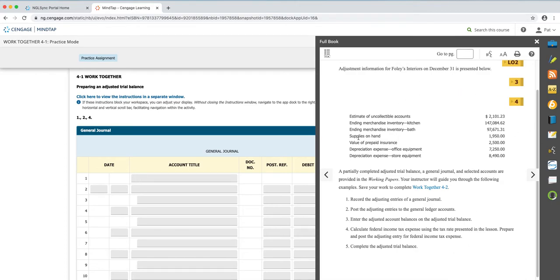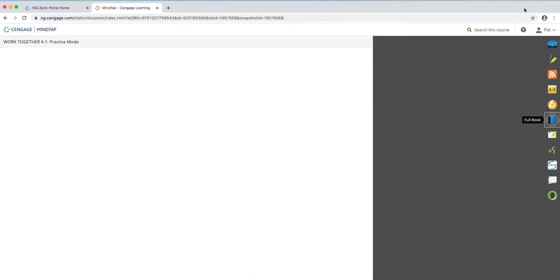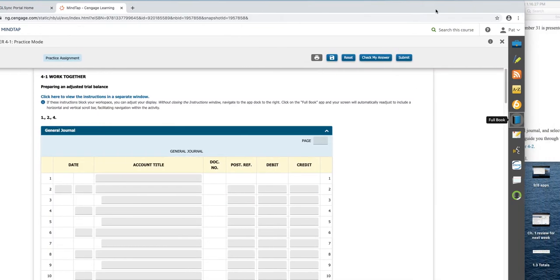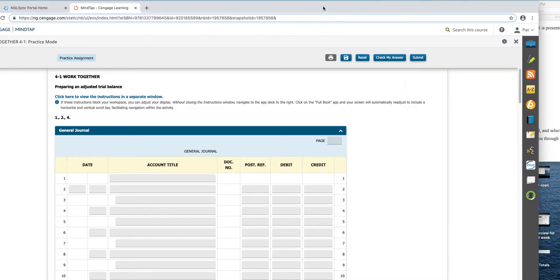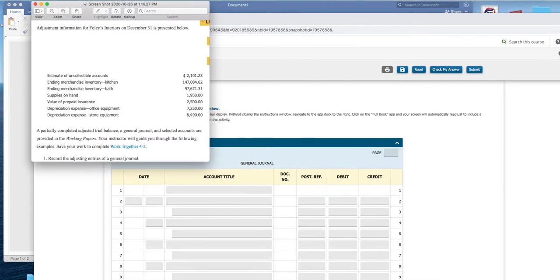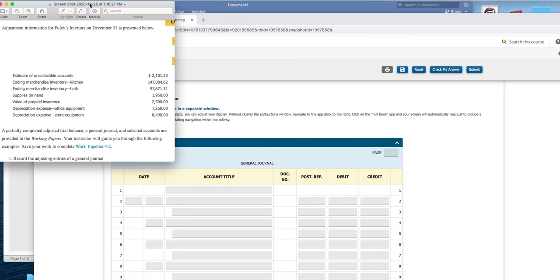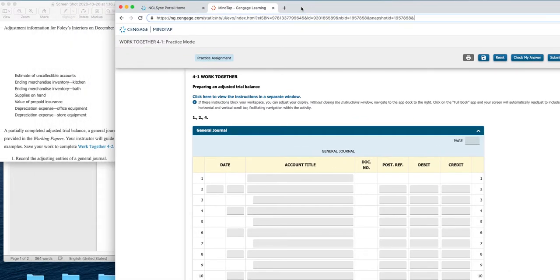I'm not going to have this up right now. I'll go back and forth with it. I took a screenshot of it because otherwise it covers up part of the journal. So the screenshot's right here, and we can move it around a little bit so you can always see it when we punch numbers in.